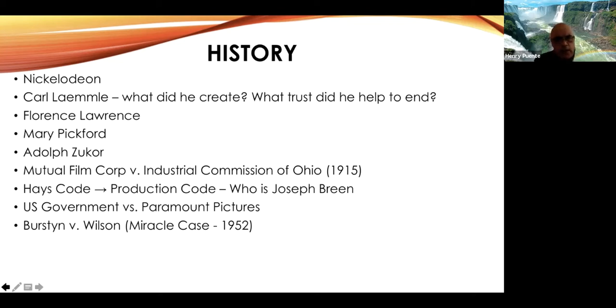U.S. government versus Paramount Pictures, as you just saw. Basically, what happened during that court case was that the U.S. government essentially forced the Hollywood studios to sell off a portion of their business. That means getting rid of either their production, their distribution, or their exhibition. And essentially the studios all decided to sell off their exhibition. In other words, they sold off their theaters.